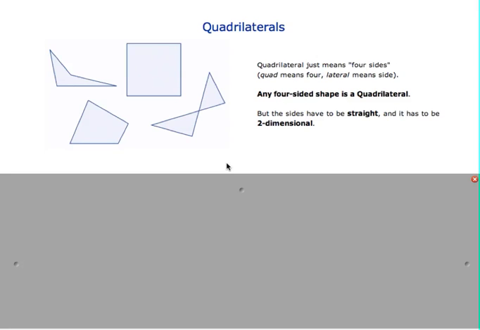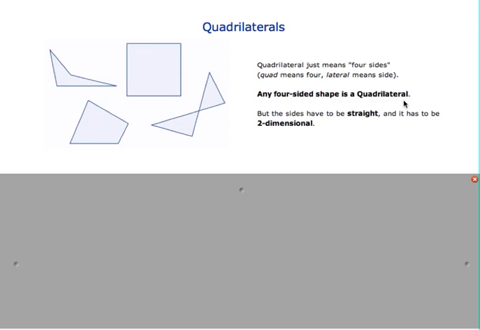In this lesson, we're going to talk about quadrilaterals. As you can see, there are some shapes on this screen. Quadrilateral means four sides. Quad, the first part of the word, means four, and lateral means sides. So if you put those two together, quadrilateral means a four-sided figure.